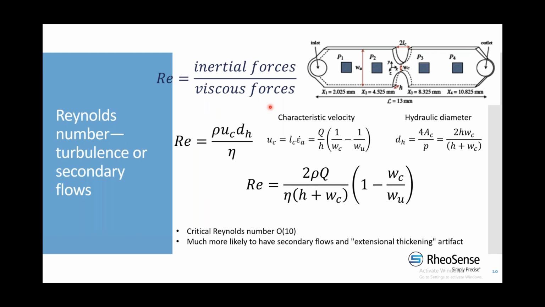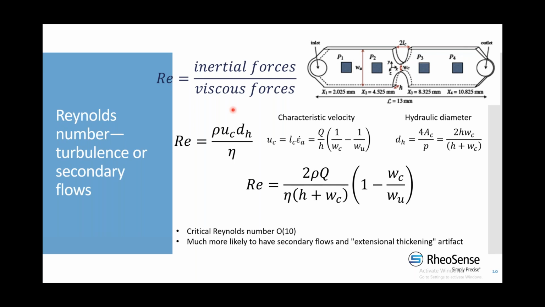So pretty much the inertial forces are the momentum of the fluid, while the viscous forces are related to the internal friction in your system. So this number can indicate for which conditions you might get a transition from laminar to turbulent flow. And this transition from laminar to turbulent occurs as the number increases.